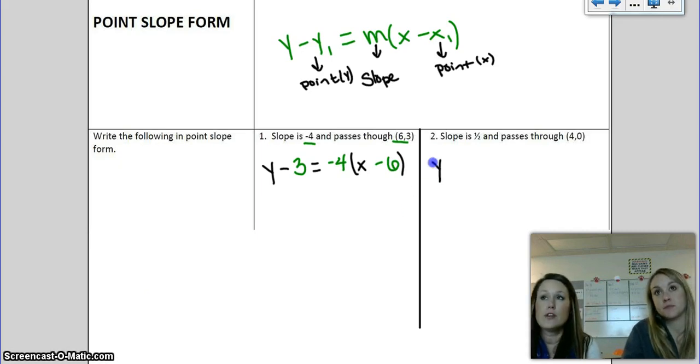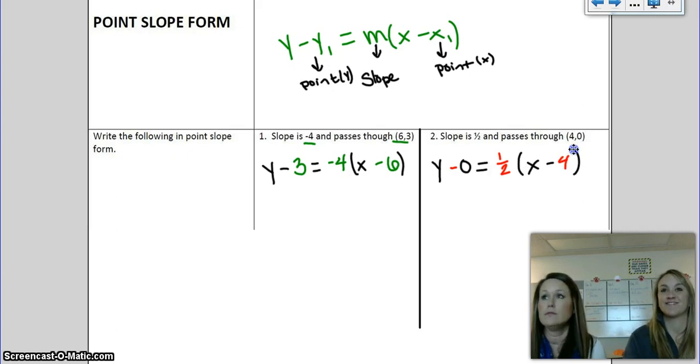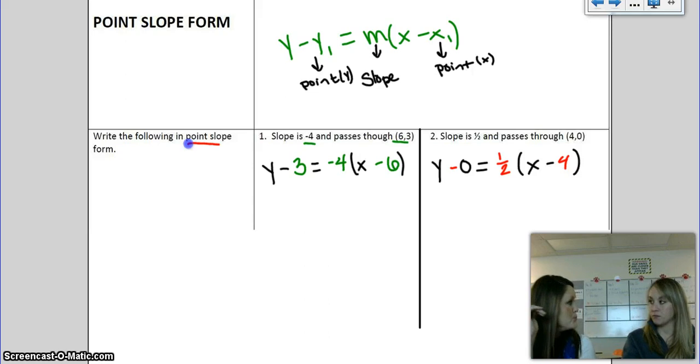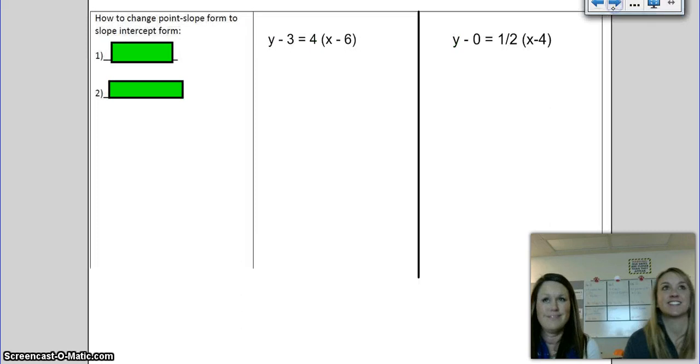All right, so the next one, slope is 1/2, and the point is 4, 0, so y minus 0 equals 1/2 times the quantity of x minus 4. That's it, and you're done. We don't distribute, we're not doing any moving around, because it says write in point-slope form. Now, if it did ask us to change it, then we will do so.